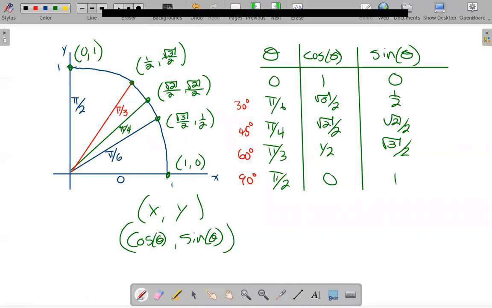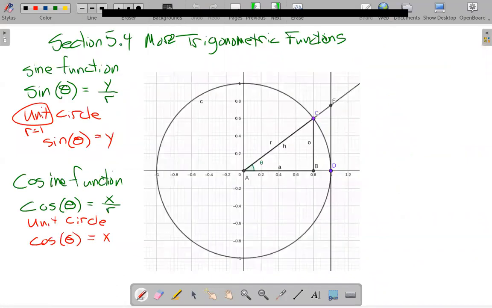Very important. All right, so what we're going to do next is add some trig functions because there's more than just the sine and the cosine. So I'm going to go back here and define a new function, the tangent function.